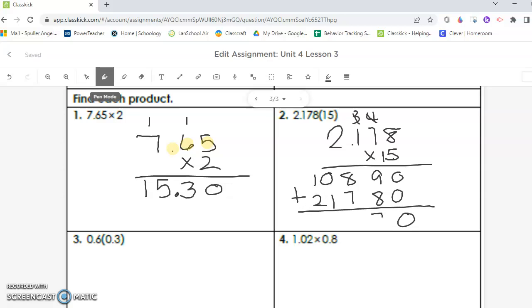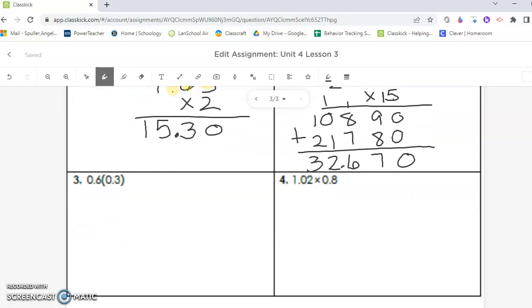0, 9 plus 8 is 17. 8 plus 1 is 9, plus 7 is 16. 1 plus 1 is 2, and 2 plus 1 is 3. Now, notice there's 1, 2, 3 numbers behind. So I'm going to make sure I have 3 numbers behind here. Good job. All right, moving right along.